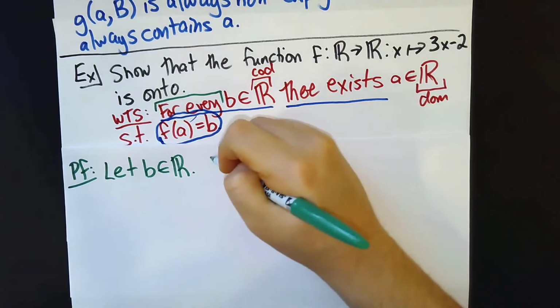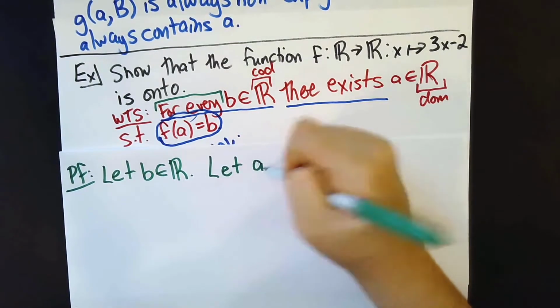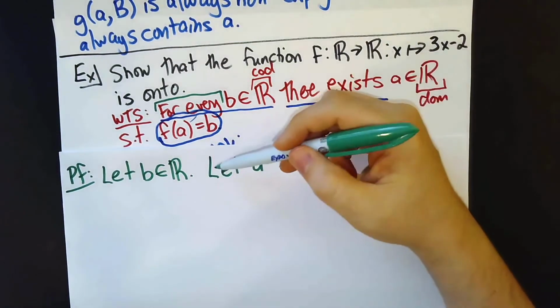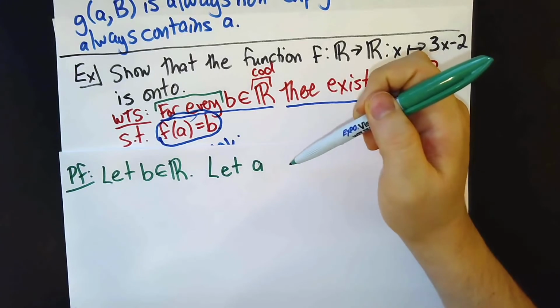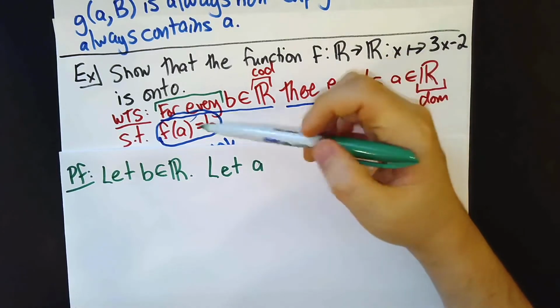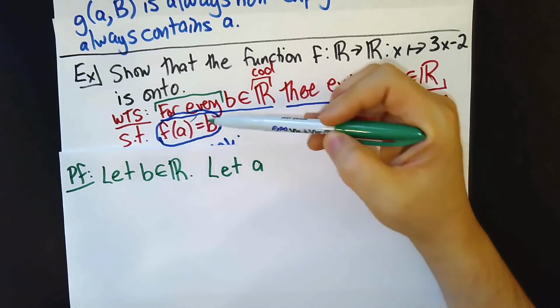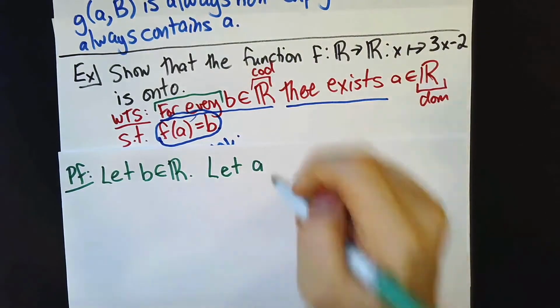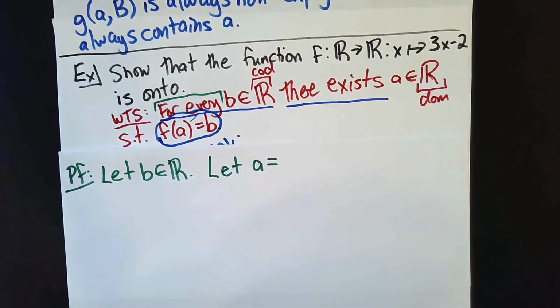And now I also need to say what my a is. And I could say, let A be an element of R. But then I'm picking a random element of R to be A, and I can't do that because I need it to be the case that f of little a is equal to b. So in fact, I need to declare specifically what little a is.